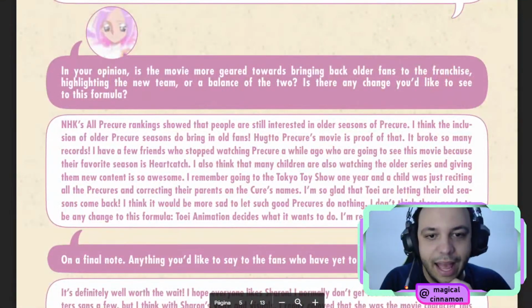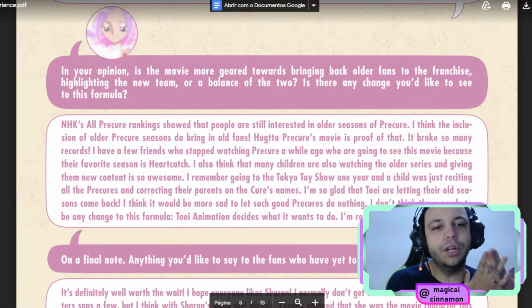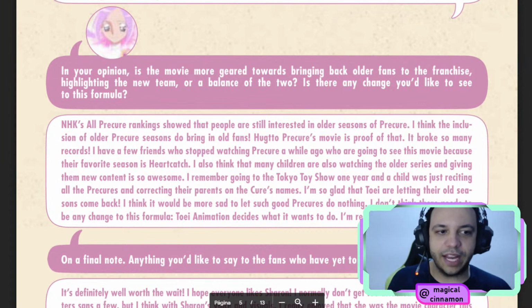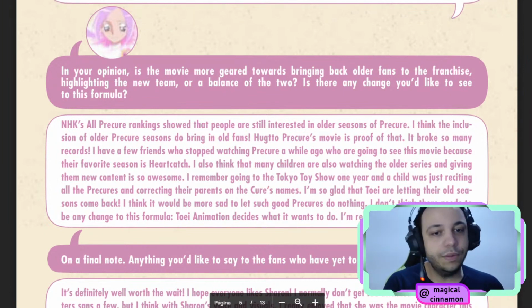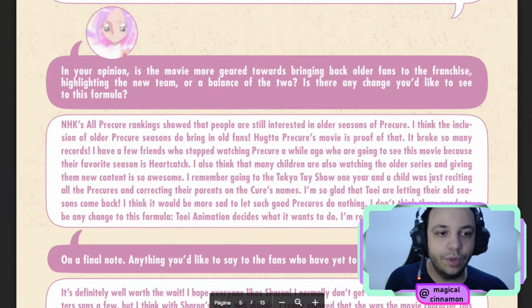Okay, this one, I want to read this one. It's from Mugen, and this was an amazing question with an amazing answer. Mugen asked, in your opinion, is the movie more geared towards bringing back older fans to the franchise, highlighting the new team, or a balance of the two? Is there any change you'd like to see to this formula?